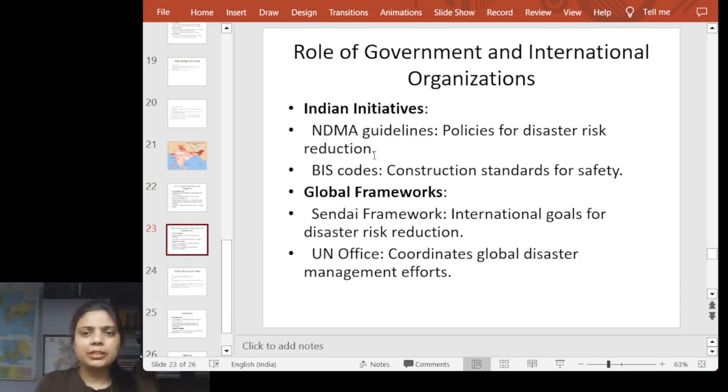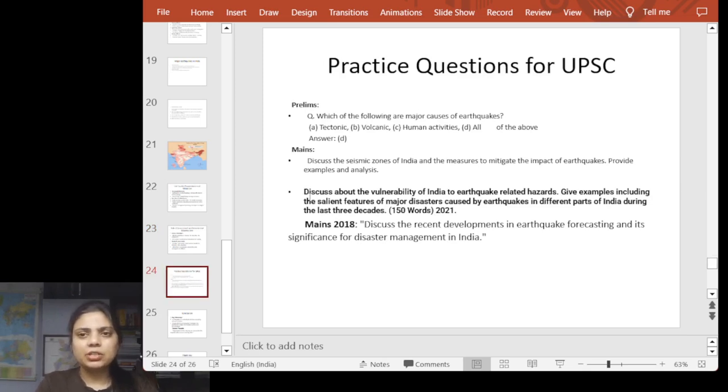The role of government and international organizations. This you can use in your mains answer writing, especially the Sendai Framework, which has created international goals in order to tackle disaster risk, and the UN office, which coordinates global disaster management efforts. In terms of India, we have NDMA guidelines and the BIS code for the construction safety of buildings. Here I have provided certain PYQs which you can go through; questions have been asked in the mains in the years 2021 and 2028, which you can refer to.